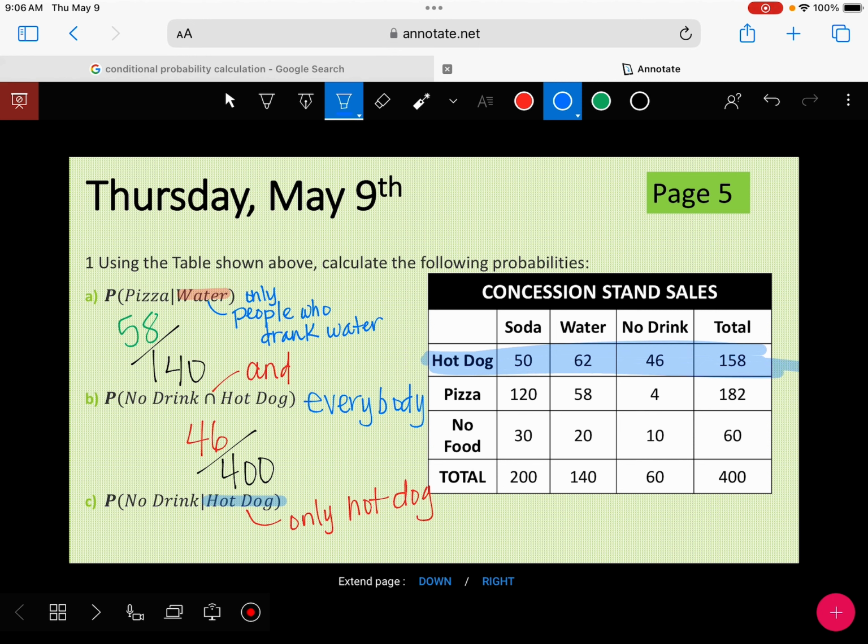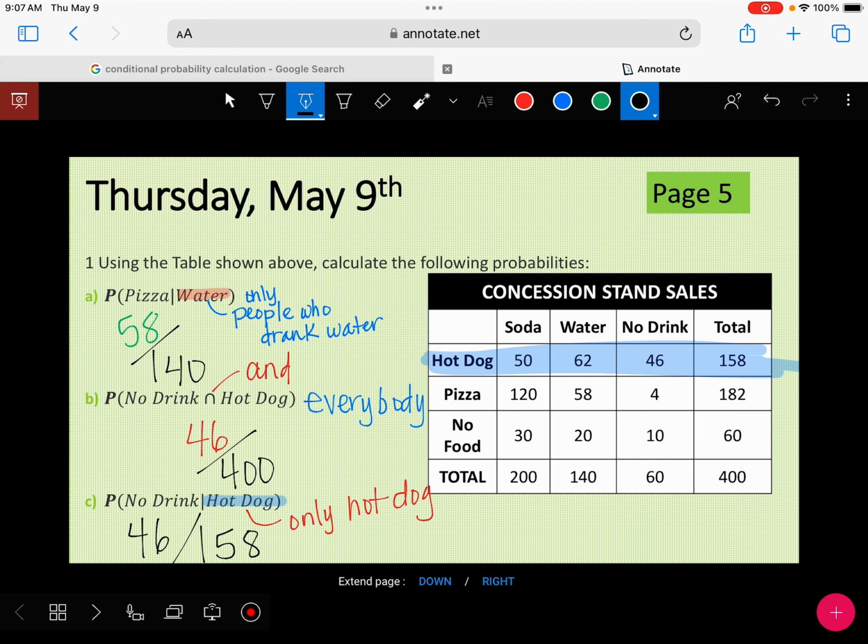So how many total people ordered a hot dog? What'd you say, Juan? 158. Out of the 158 people who ordered a hot dog, how many of them had no drink? What'd you say, Rylan? 46. All right, who had all three of those correct?